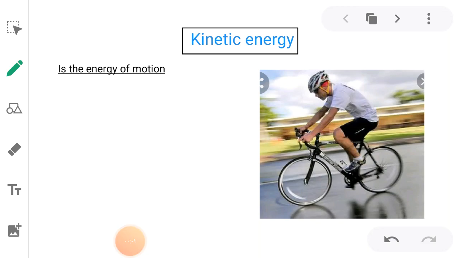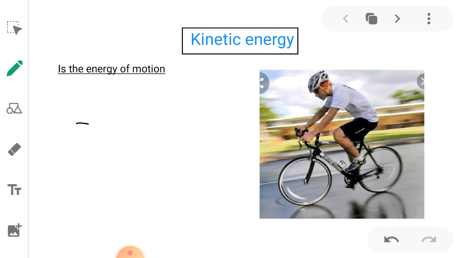Hi, today we're going to talk about kinetic energy. What's kinetic energy? Kinetic energy is the energy of motion. So any moving object contains kinetic energy, like this boy here who's riding a bike. He's moving, so he contains kinetic energy.